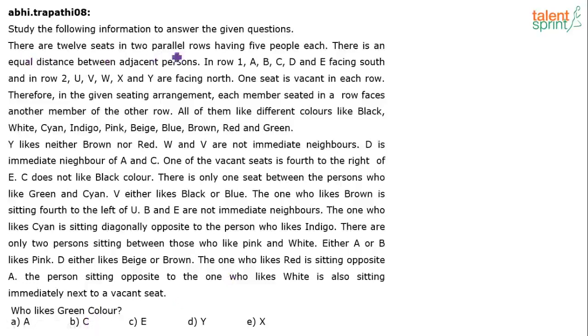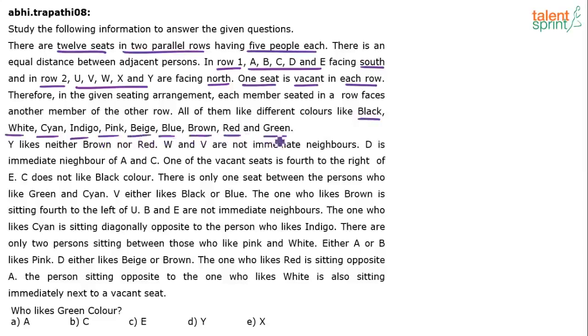Okay, so there are 12 seats in 2 parallel rows having 5 people each. Anyway, the basics are all known to us, right? 12 seats, 2 parallel rows, 5 people in each row, right? And A, B, C, D, E are all facing south, U, V, W, X, Y are facing north, right? Row 1 and row 2. 1 seat is vacant in each row, right? Then there are different colors from black, white, cyan, indigo, pink, beige, blue, brown, red and green.